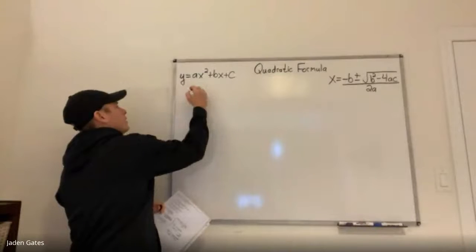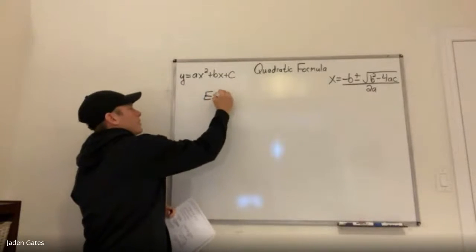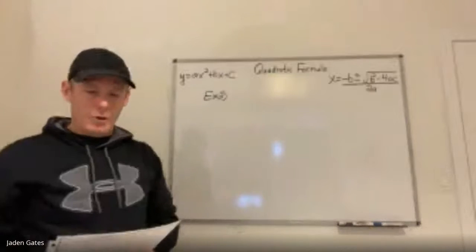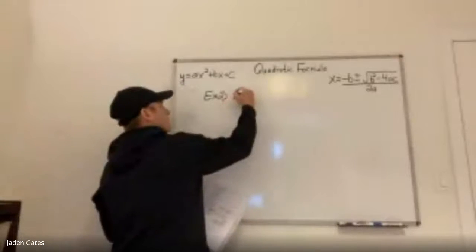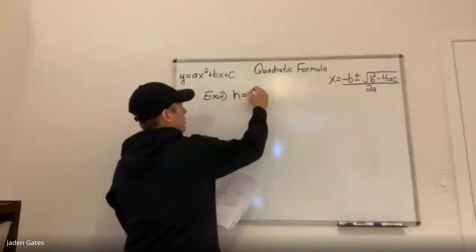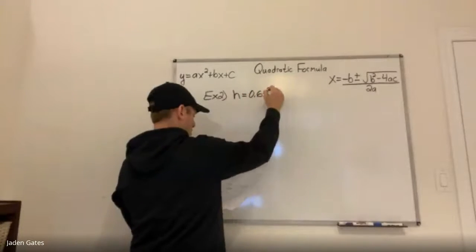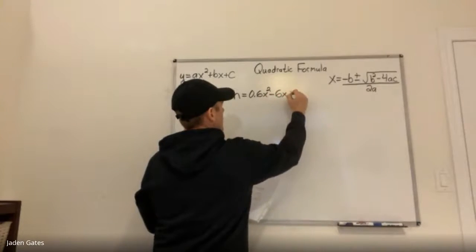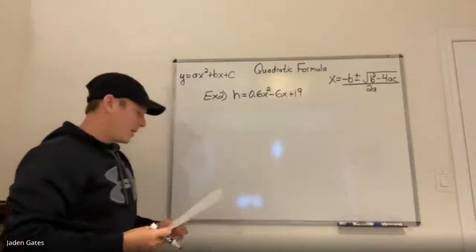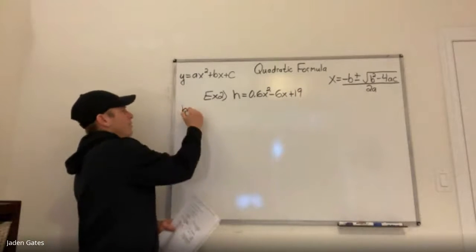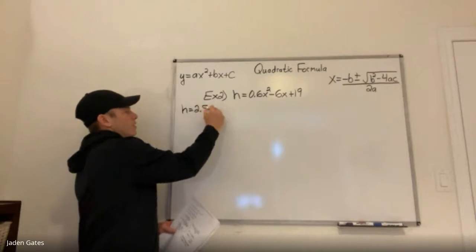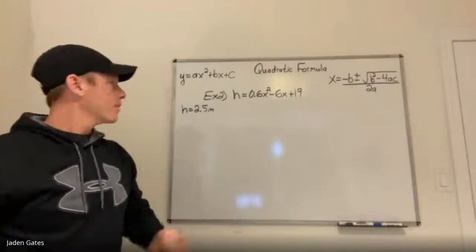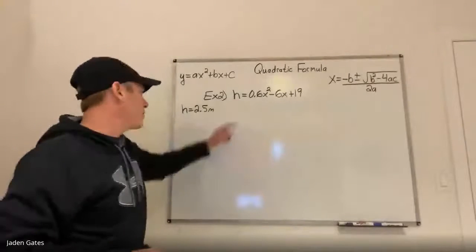Example 2. The height of the bird in meters is given by the equation h equals 0.6x squared minus 6x plus 19, so there's our decimals. All right, and I want to know when the bird is at a height of 2.5 meters. So again, just like before, I'm going to substitute that h equals 2.5 in for h.